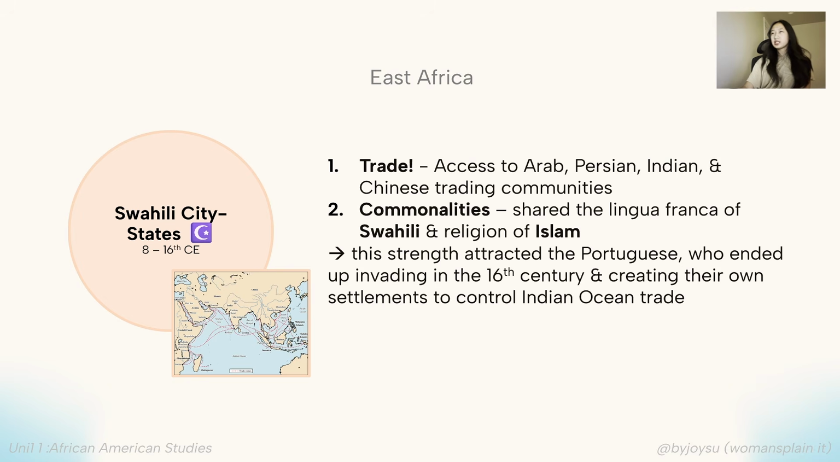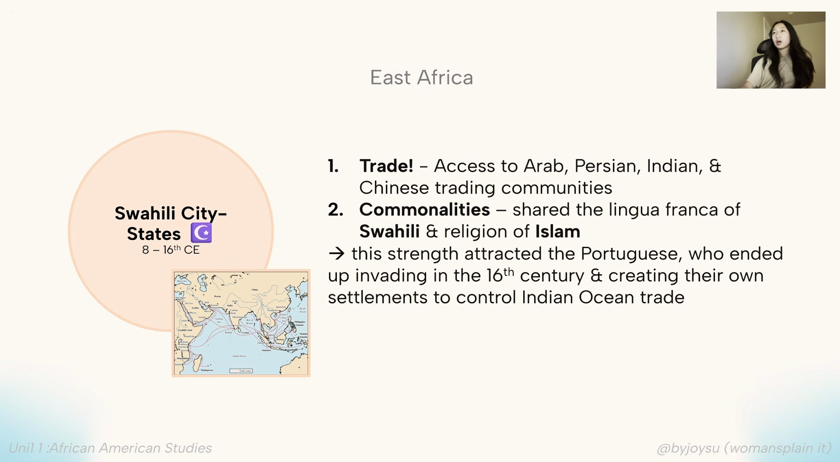Pretty much all the city-states had the lingua franca of Swahili and the religion of Islam, which meant that trade was made very efficient. Their direct access to the Indian Ocean also meant that they were able to trade all over, whether with Arab, Persian, Indian, or Chinese trading communities. With power, though, comes a lot of rivals, and the Portuguese were able to invade this region and establish their own settlements in the 16th century, which is where we're going to see a lot of their downfall.